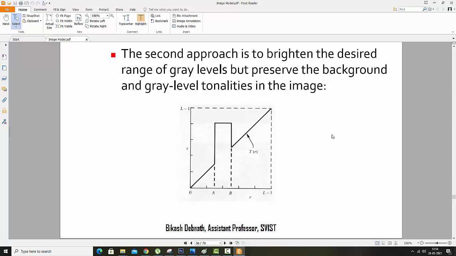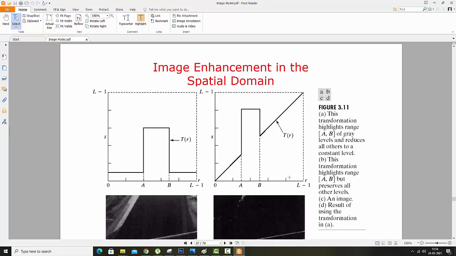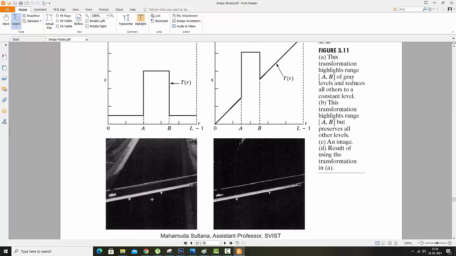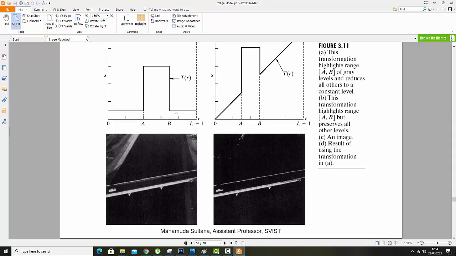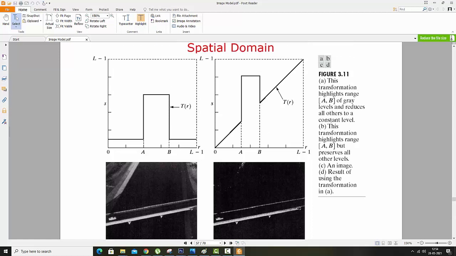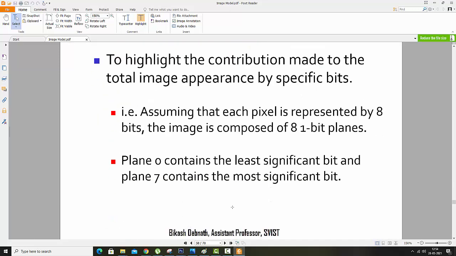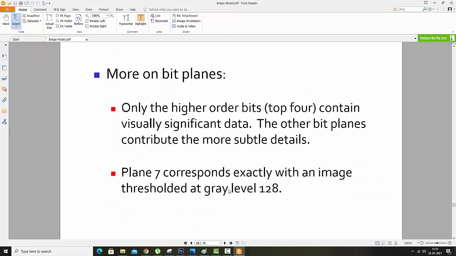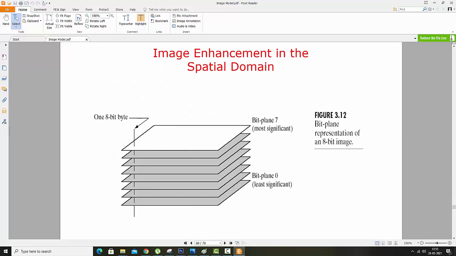Actually I am trying to see with the help of Photoshop whether we can do that. Another one here: after transforming, this one is one of the things, AB of gray levels, and reduces all others to a constant level. So that has been applied to an image, and the result of the transformation of the first one, see that all of them have become black, only the highlighted portion remains. Okay, so this is the thing, and again we have more bit planes. According to the bit planes, these are the bit planes which have been shown. Actually the same thing has been done.